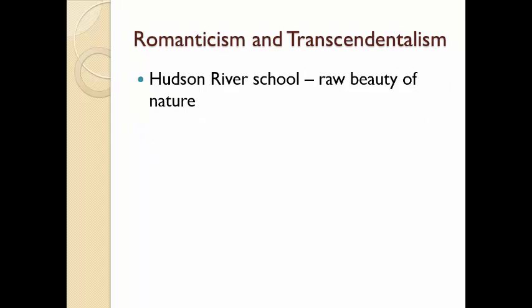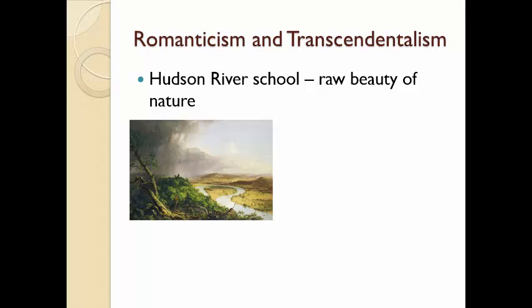Now, this is not like a physical building. This is more like an art movement. The Hudson River School sought to portray the raw beauty of nature and to encourage people to commune with nature more often. For example, this is the Oxbow by Thomas Cole. And you can see there are no people in this painting. There are no artificial structures, no buildings, no fences, anything like that. It's just the raw beauty of nature.